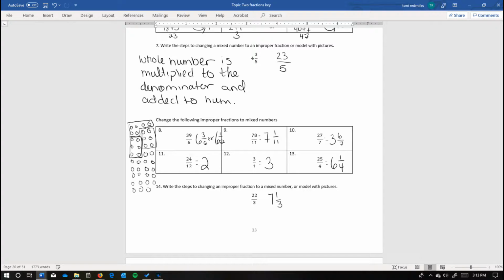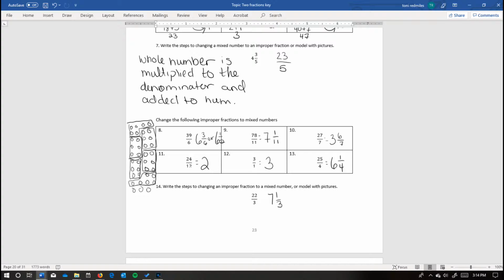My third bag. My fourth bag. My fifth bag. And my sixth bag. Okay, so I can make 1, 2, 3, 4, 5, 6 bags with 3 left over, 3 over 6, and that can reduce down to 1/2.